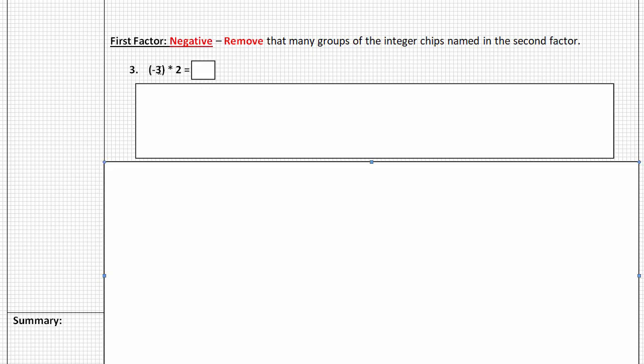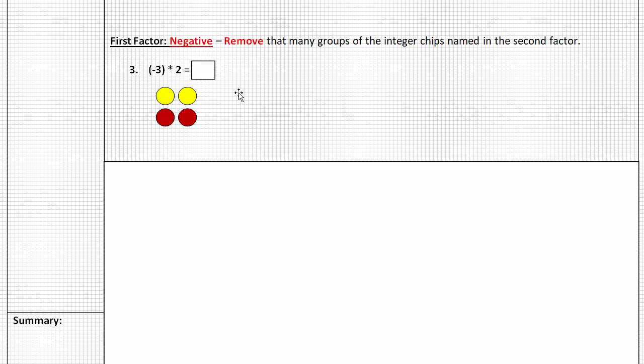So here we have negative 3 times 2. So we want to remove 3 groups of 2 integers. But we don't have any, so we have to start with 0 pairs. So here I've made 1 group of 0 pairs, and I need 3 groups of 0 pairs. So let's go ahead and get that done.